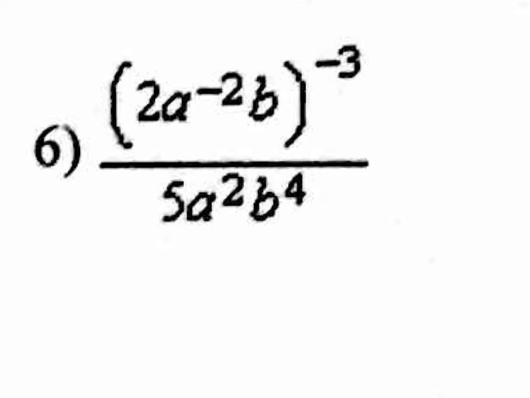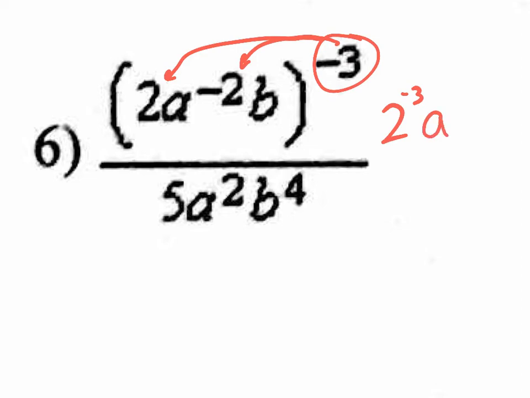Distribute. Okay, so let's take that power of -3 and distribute it to the inside of the parentheses. So we're going to put it on the 2. I will have 2 to the -3 power. Let's put it on the a to the -2, which becomes what? A to the positive 6, because -3 times -2 is a positive 6.